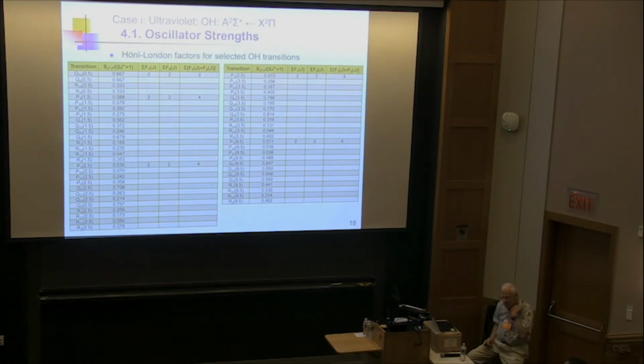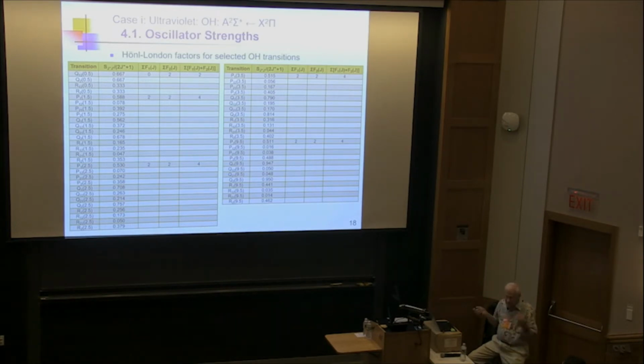On Hönl-London factors, I give you these tables and you could try to figure them out. These are the Hönl-London factors for specific transitions. So let's look at P1 here. What does this mean? Remember, the 1 tells me that J is n plus a half. The P tells me that delta J is minus 1. The 3.5 tells me that I'm talking about J, not N, so that means that N is 3. And here's the Hönl-London factor normalized by 2J plus 1. So the sum of all the transitions with 3.5 has to be 4.